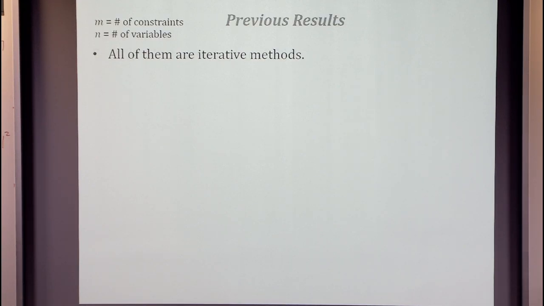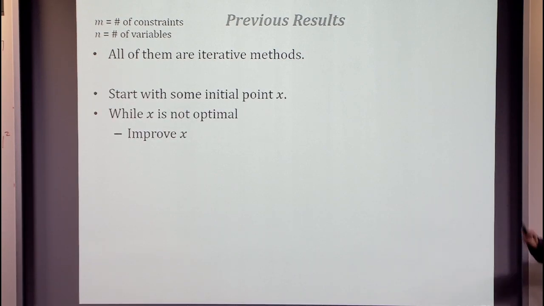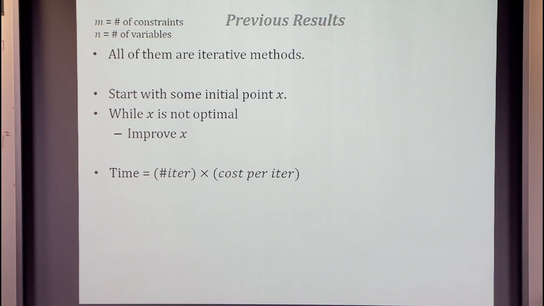Now I will talk about the previous results on this problem. Basically, almost all previous results are iterative methods. What I mean is that the algorithm looks like this. It starts with some initial point, and if that point is not optimal, you improve it until you get to the optimal point. The total running time is the number of iterations times the cost per iteration. In this talk, I will only focus on how many iterations we need to solve LP. In the next talk, he will talk about how much each iteration costs.